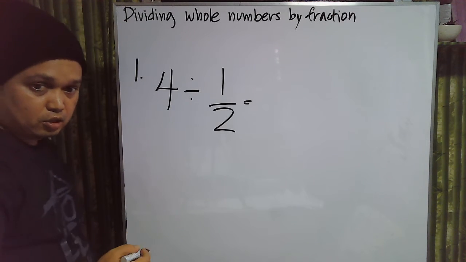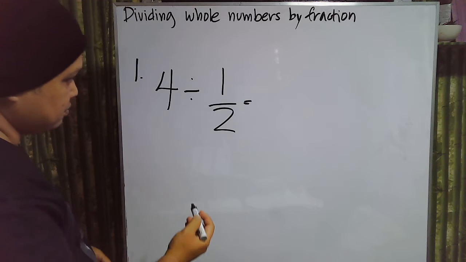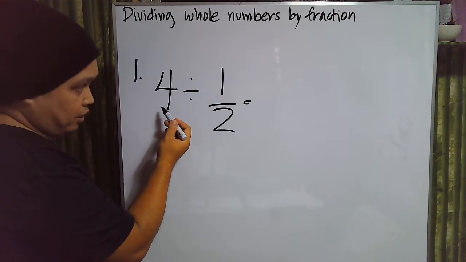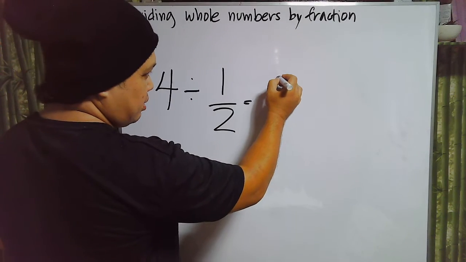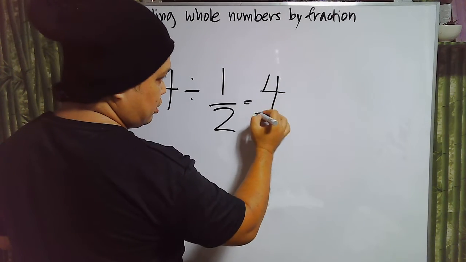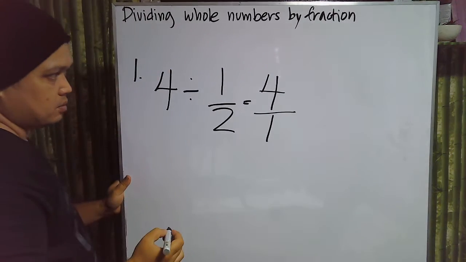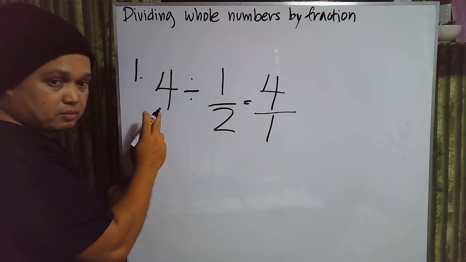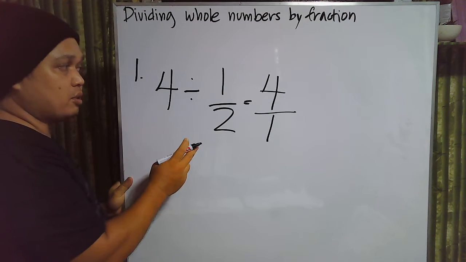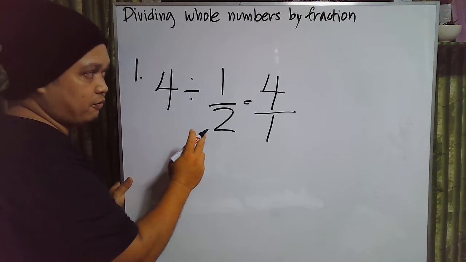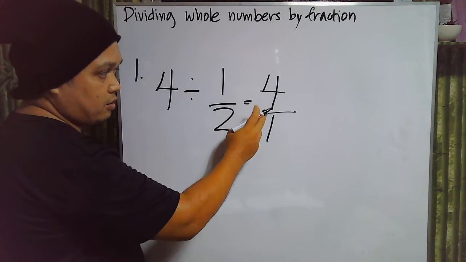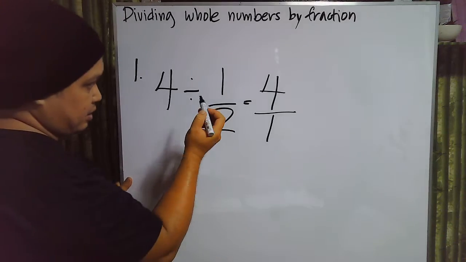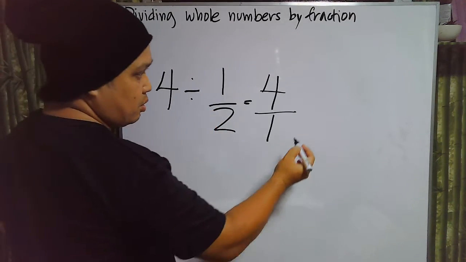Okay, that's it. So if we're going to answer this, we're going to make this first whole number into a fraction form. So how? By giving it a denominator which is 1. Because 4 divided by 1 is still 4. We just make this whole number 4 into a fraction form which is 4 over 1. But they are still equal. Now, division here will become multiplication.